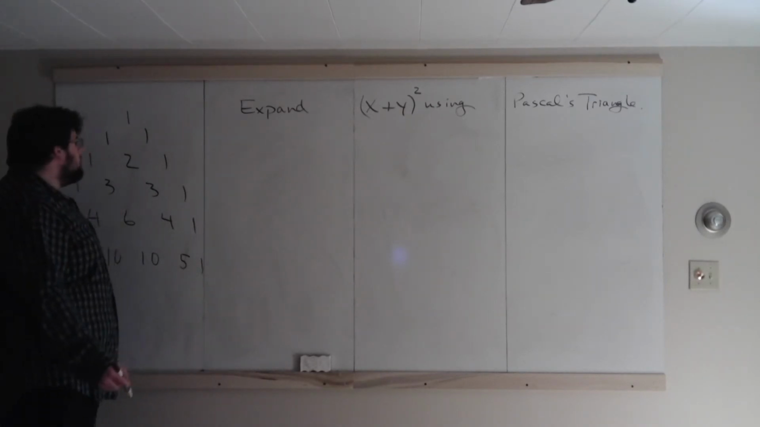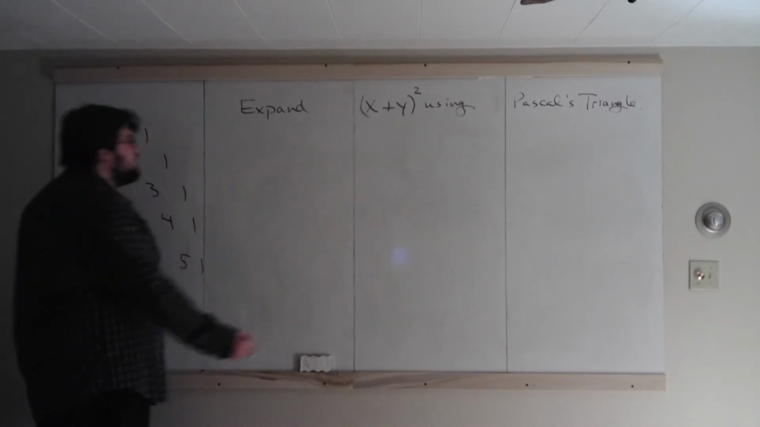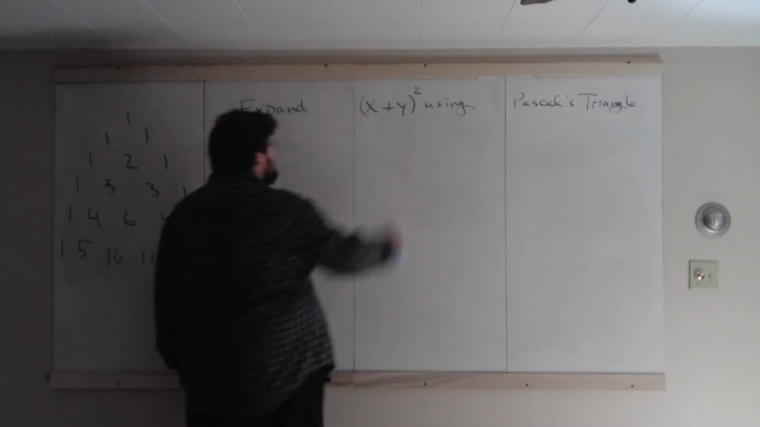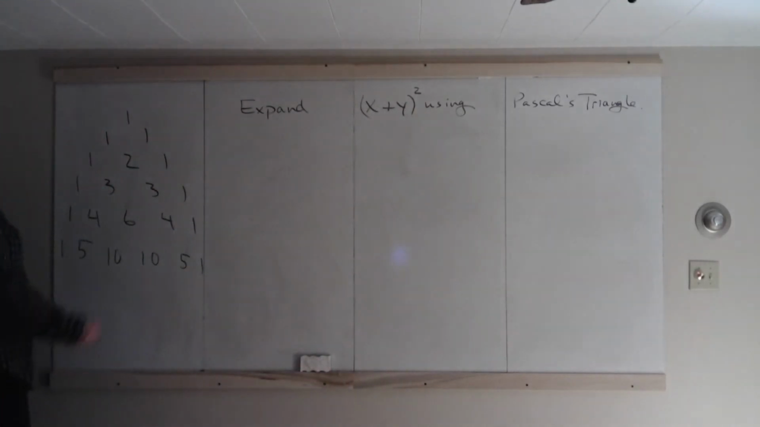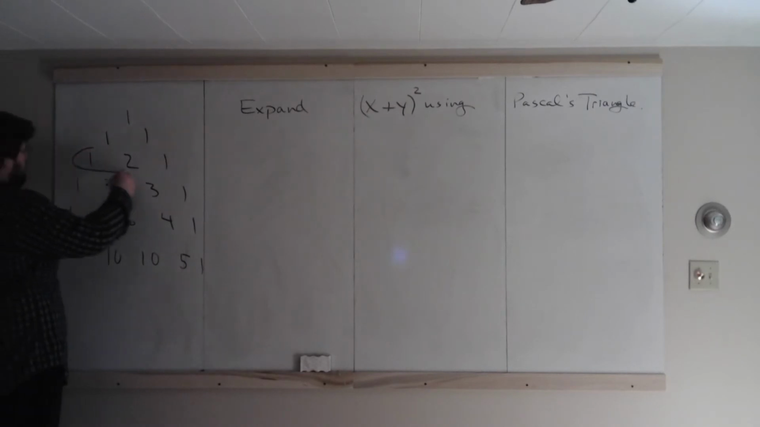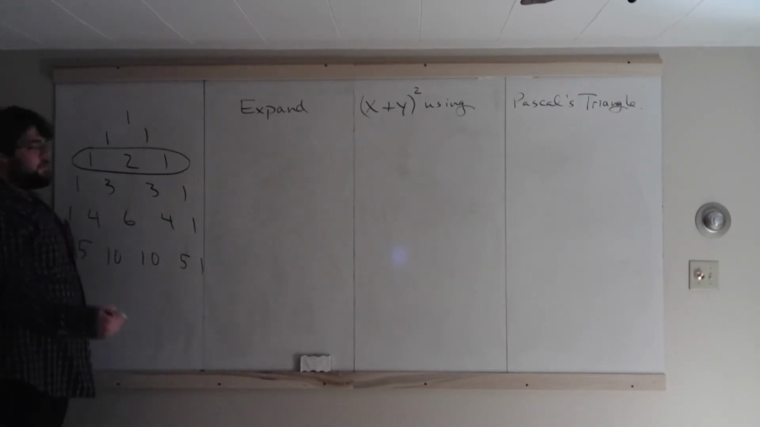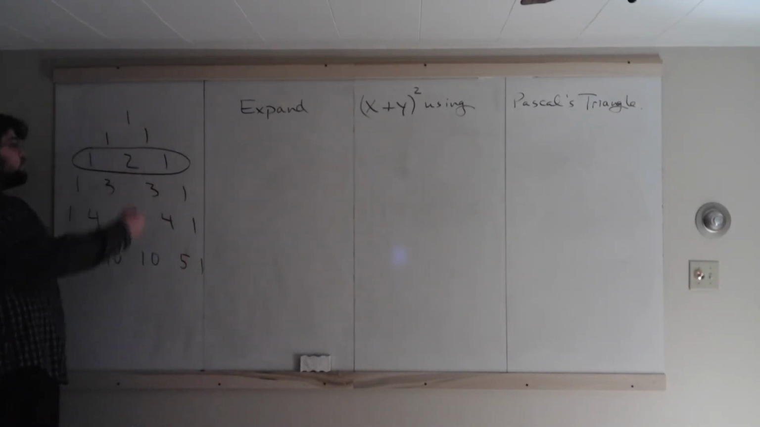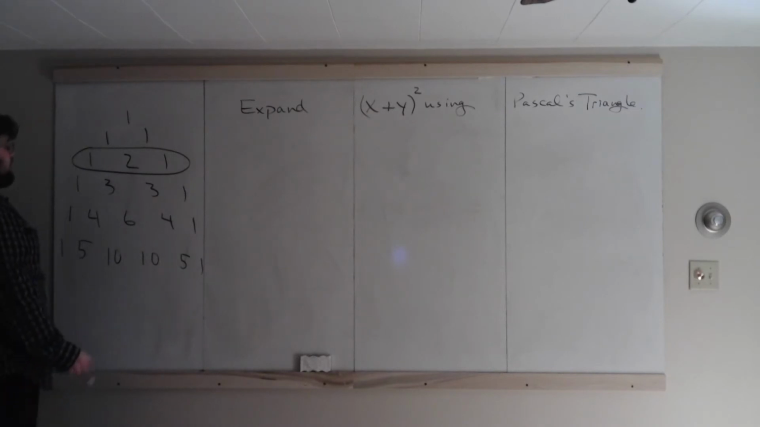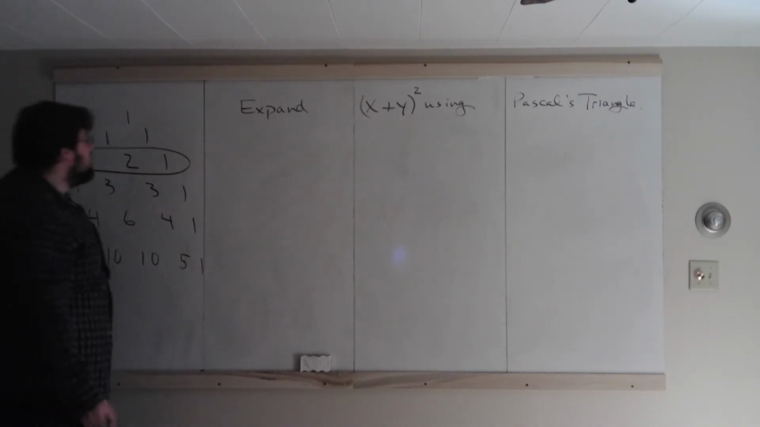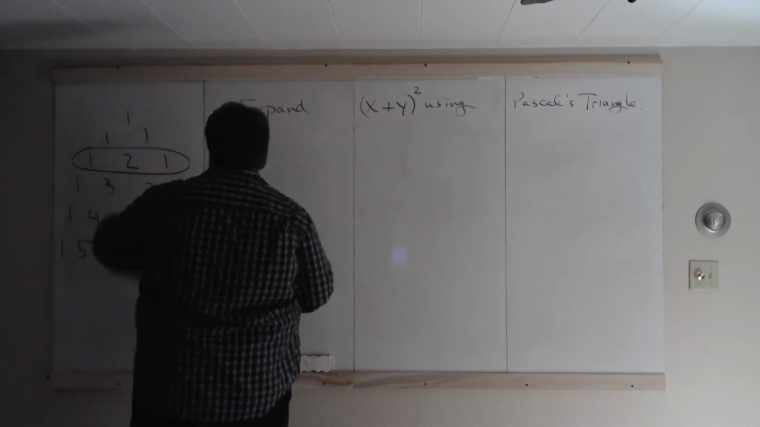Well, the way we will do that is by looking at the exponent. In this case, the exponent is 2. And that tells you which row to look at. Now, we're not looking at the second row down. We're looking, remember, we're starting at row 0. So 2 actually occurs in the third row down. The way I like to remember that is the row that has a 2 in the second position. And here, I'll circle the row, and we're going to use these numbers.